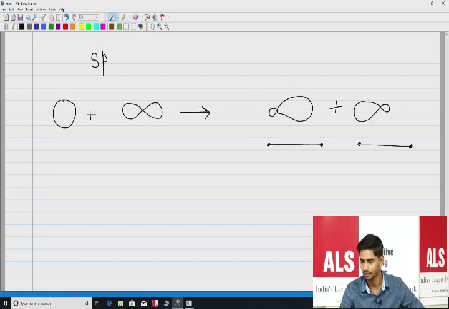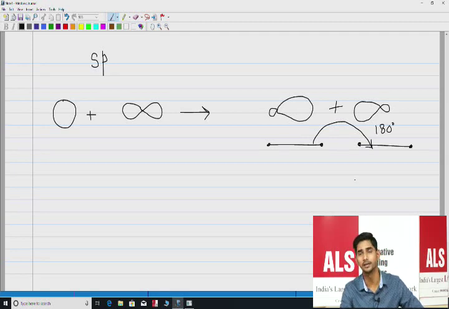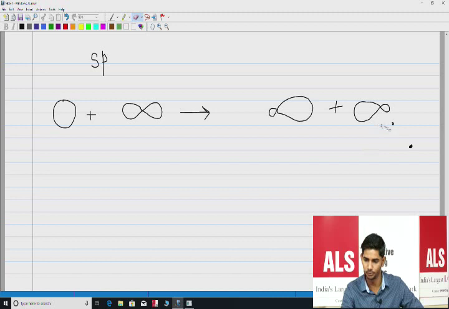Actually, if you see, this is already the maximum bond angle, which is 180 degrees. Other than that, if you place them at any angle, that angle would be what? Less than 180 degrees. Okay. So very good, guys. You are absolutely right. You have given the absolutely right answer.